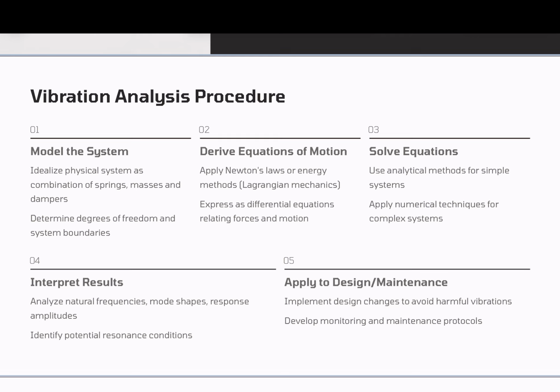Second, we derive the equation of motion. Apply Newton's law or energy methods like Lagrangian methods. The result is one or more differential equations that describe how the system moves. Third, solve the equations. Once you have the equations, we need to solve them. For simple systems, we can find analytic solutions. For more complex systems, we often use numerical methods or computer simulation.